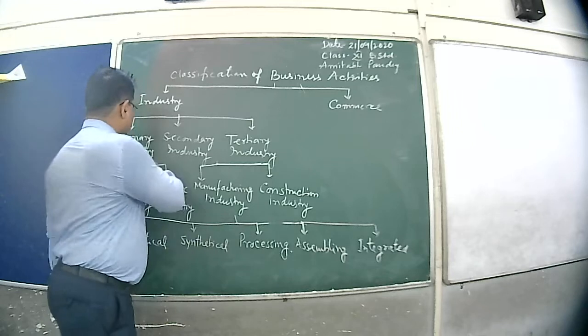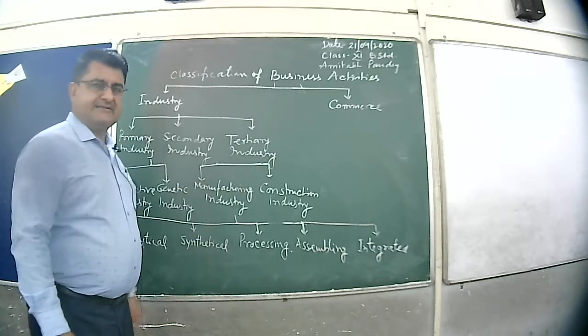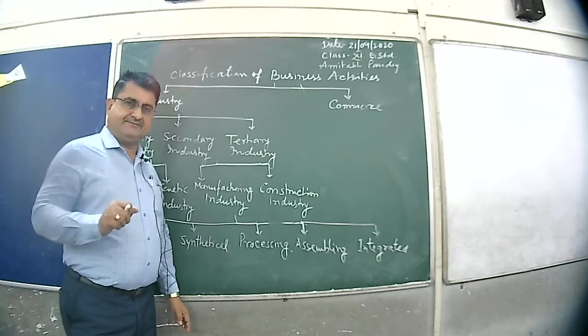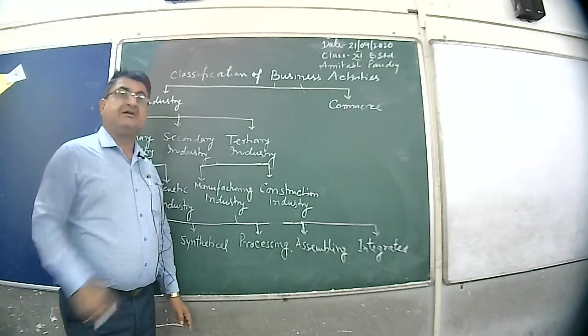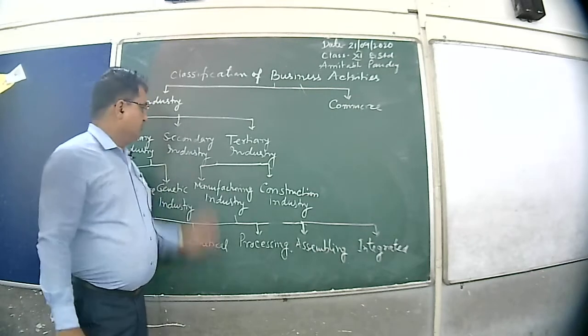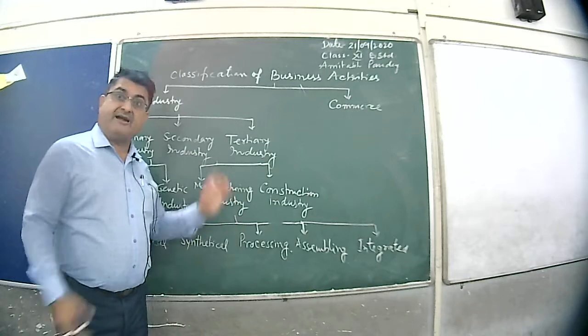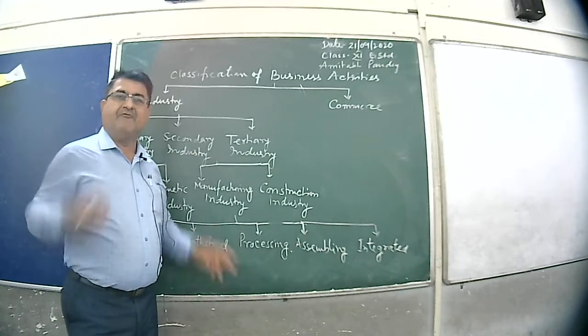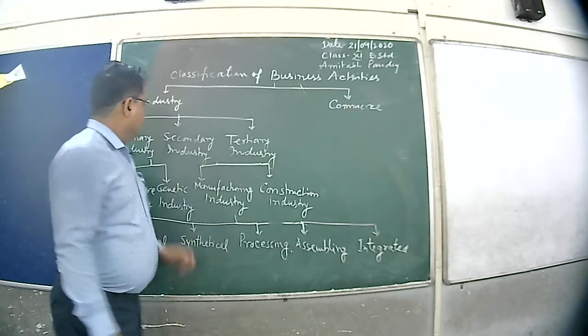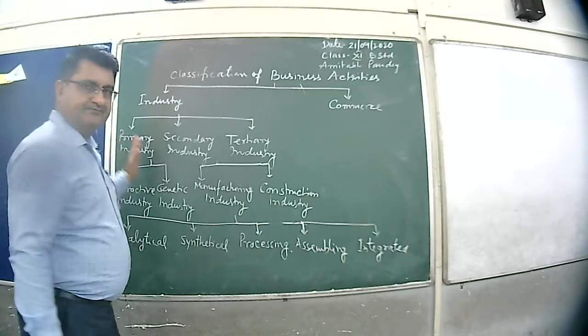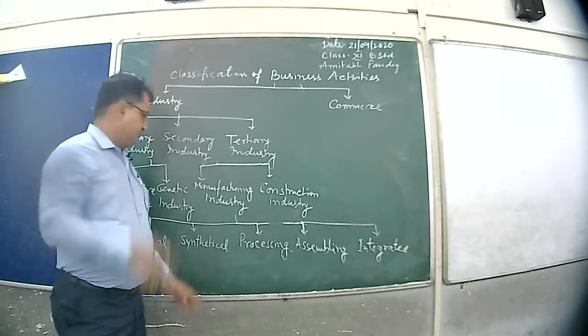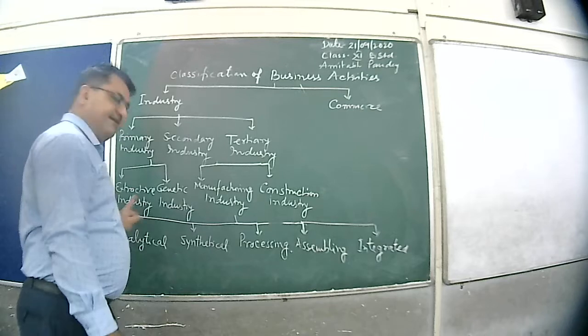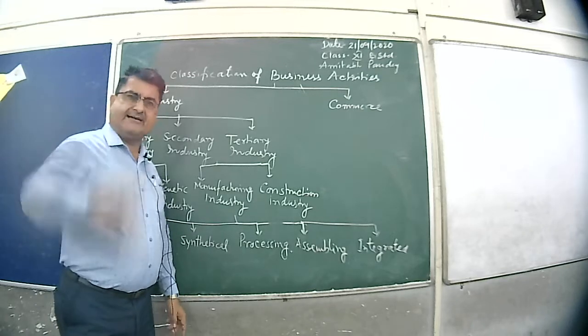What is primary industry? These are the basic industries which supply raw materials and various other inputs to secondary industry for its transformation into a variety of outputs. So this primary industry is classified into two: number one, extractive industry, and number two, genetic industry.